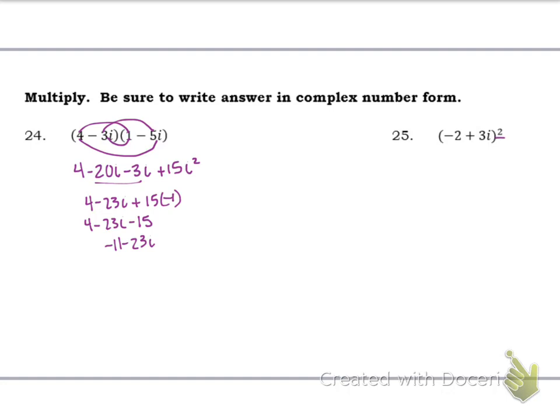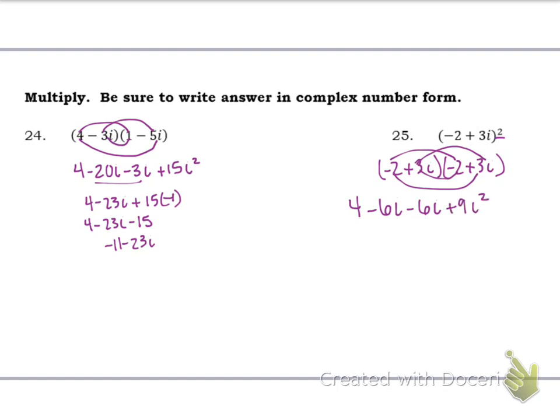Okay, my next one, we're going to write them out twice. And FOIL. So first, negative 2 times negative 2 is 4. Outside, negative 2 times 3i gets me negative 6i. We just keep the i with it. Inside, negative 2 times 3i gets me negative 6i. Keep the i with it. And my last 3i times 3i gets me 9. i times i is i squared. Okay, this will get me negative 12i plus i squared changes to negative 1. So really it's a minus 9.